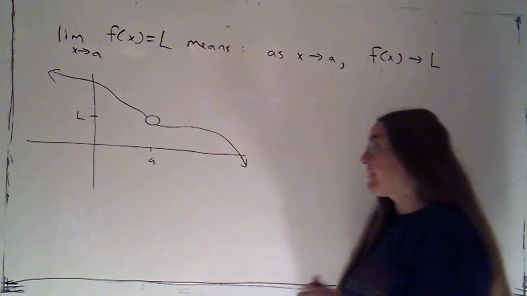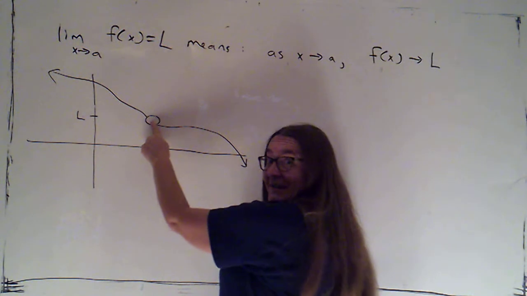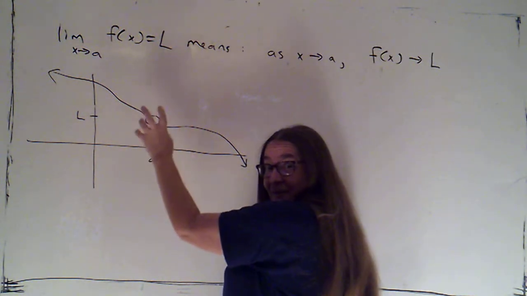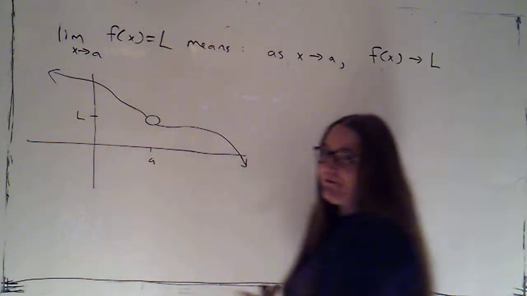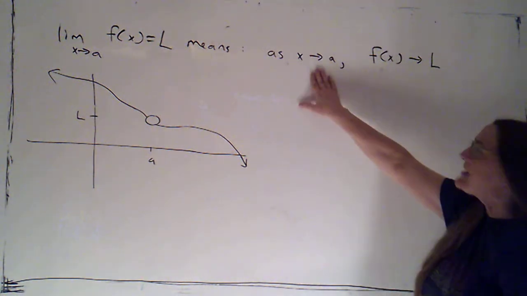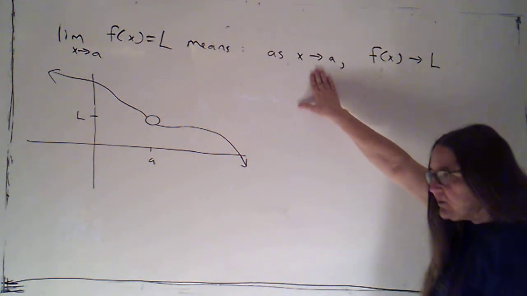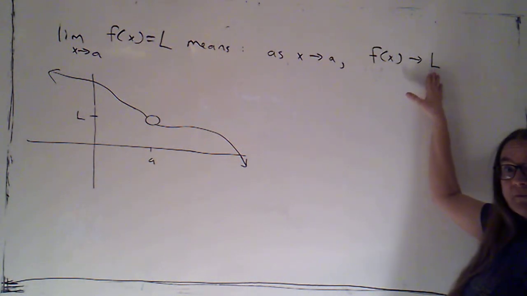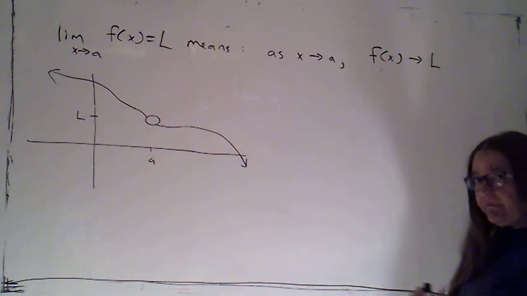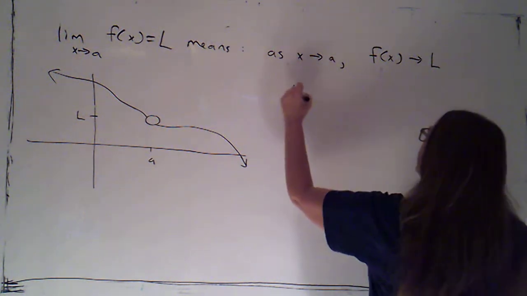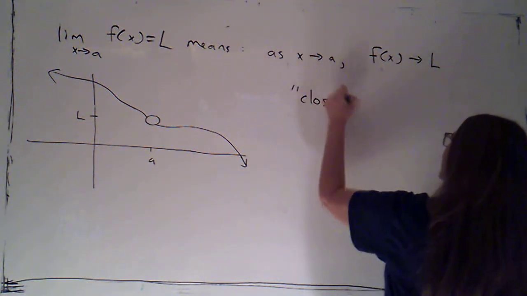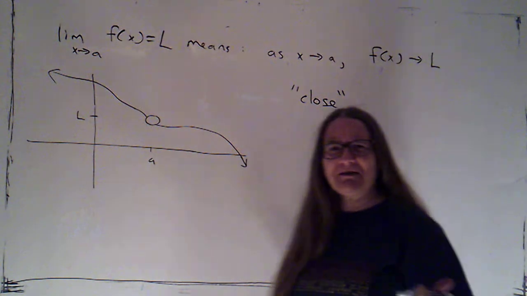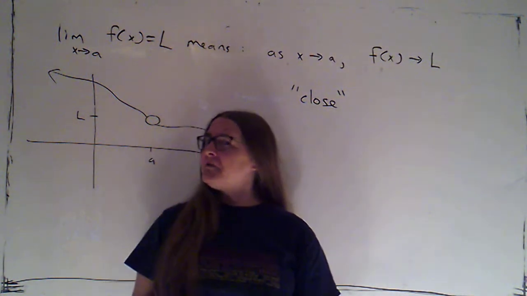And that qualifier that x doesn't equal a is important because at a, for this particular picture, there is no f of x. Okay. But as x gets arbitrarily close to a without equaling a, f of x gets close to L. Now, I refer to that as our informal definition. What makes it informal is that I'm using this word close. And that's kind of subjective.